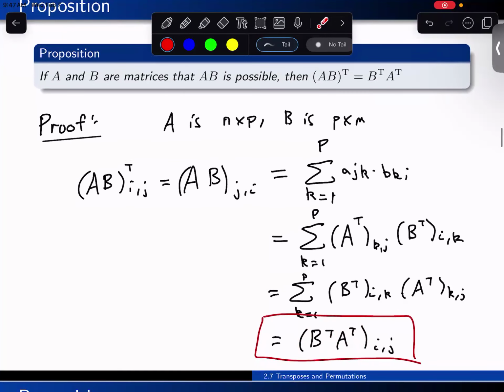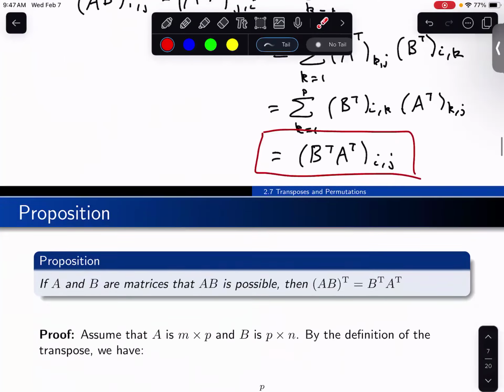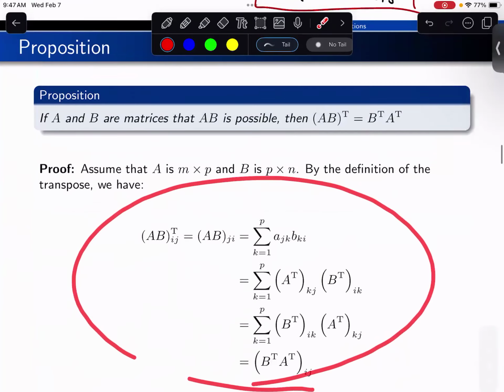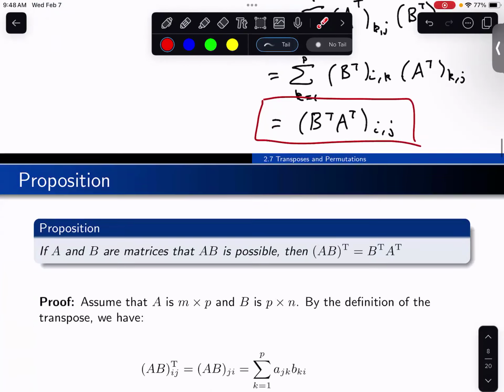Any questions about the proof of this proposition? Okay, I think this is a fine place to stop. It's written out in more detail here, I suppose, but it's pretty much exactly what I just wrote down. Okay, so we'll stop there.